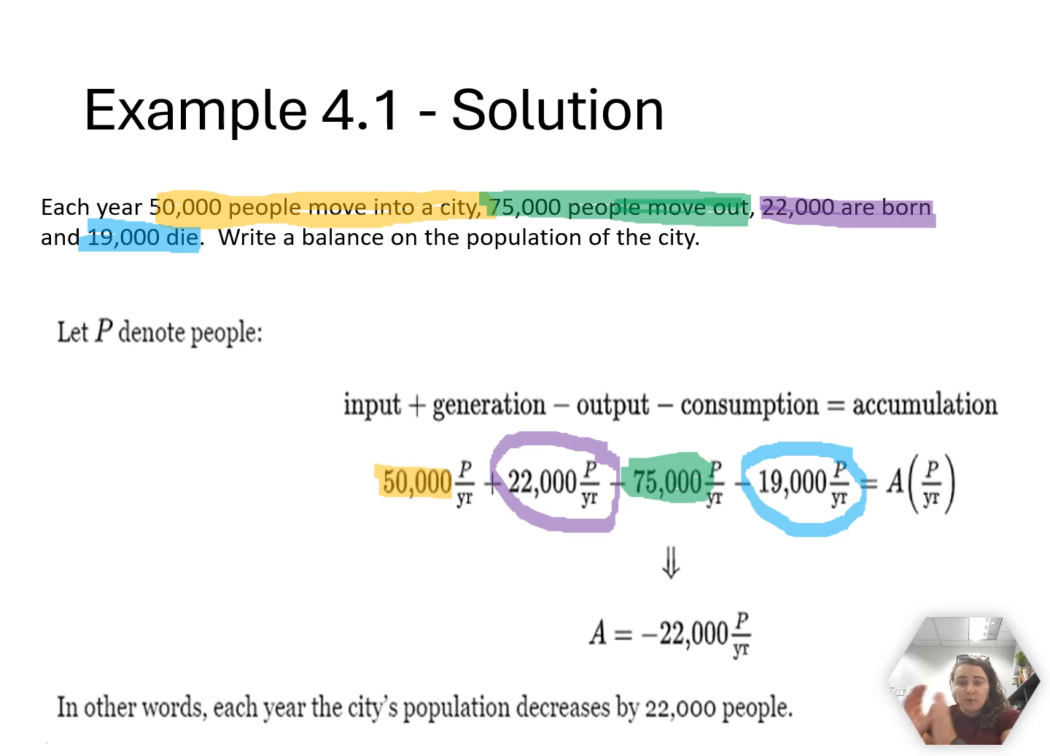So here we define the process as the city. The input is the number of people immigrating. The output is the number of people emigrating. The generation is the birth rate, and the consumption is the death rate. And so we end up with a net accumulation, and that accumulation is negative because we're losing people in the system, because the output and the consumption terms are bigger than the input and the generation terms.